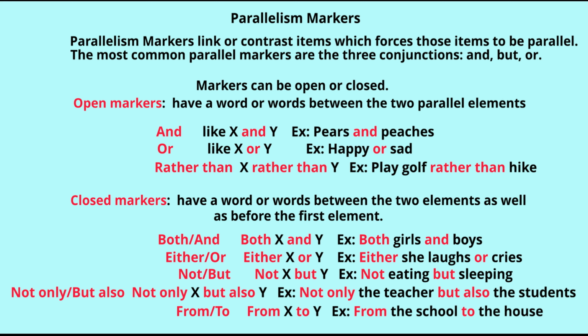Either or, either X or Y. We can say either she laughs or cries. Not or but, not X but Y. Not eating but sleeping is an example. Not only but also. We can say not only X but also Y. For example, not only the teacher but also the students. From or to, from X to Y. For example, from the school to the house. Got it? So you can use these parallelism markers to identify any parallelism mistakes so that you can correct them.